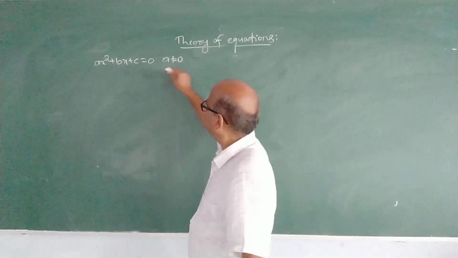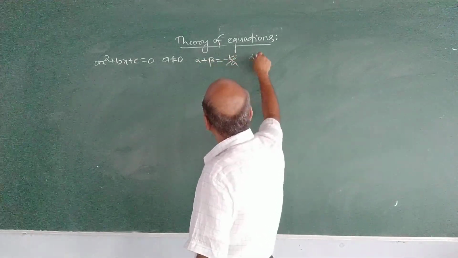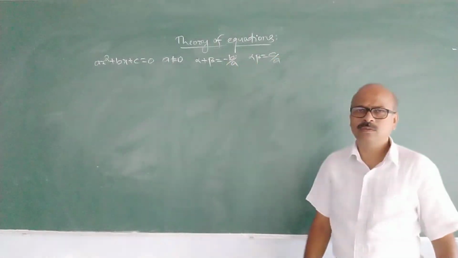Now, if alpha and beta are the roots of the equation, then alpha plus beta is minus b by a, and alpha into beta is c by a: the sum of the roots and the product of the roots.